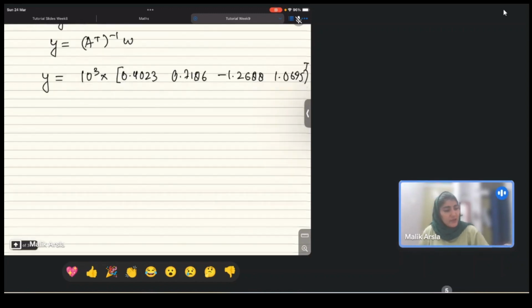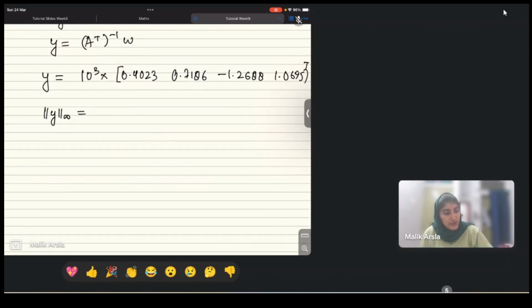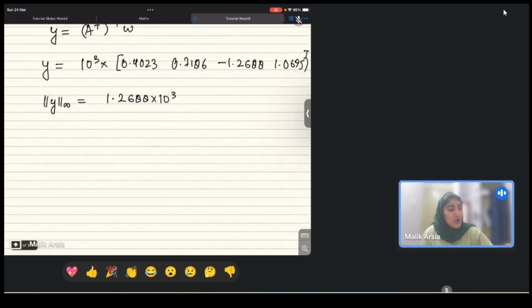After calculating this, we will calculate the infinity norm of y. What is the infinity norm of y? Here we take the maximum of the row sums. But here we can see there is only one column, so in each row there is only one entry. The third row is 1.26 into 10 to the power 3, which is the maximum. So it is coming out to be 1.2688 into 10 to the power 3. Fine till here. And we got this value for j equal to 3. You understand this.